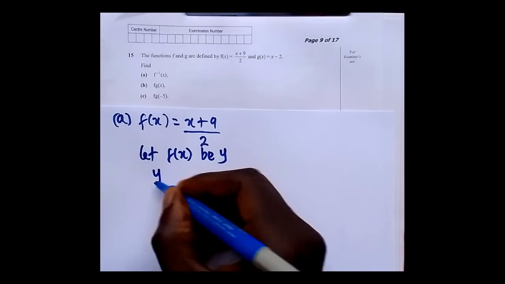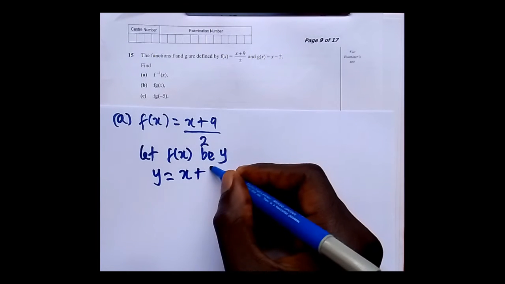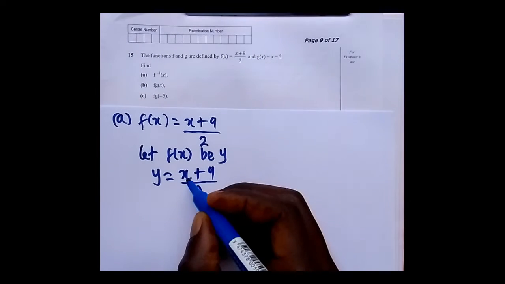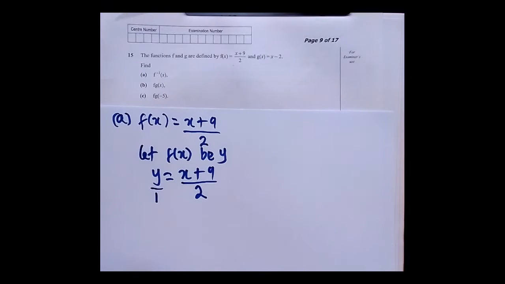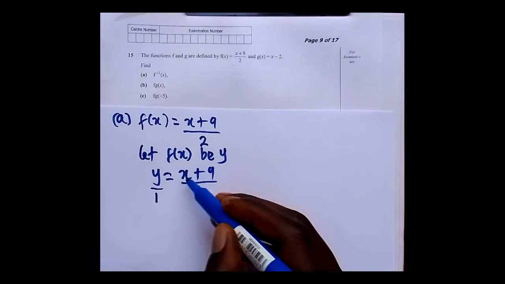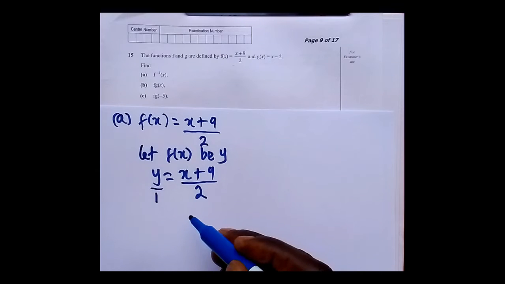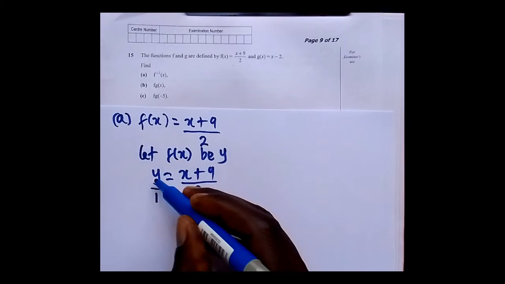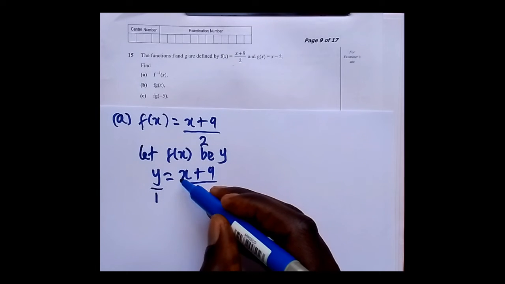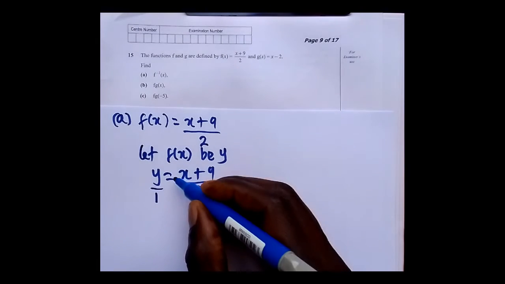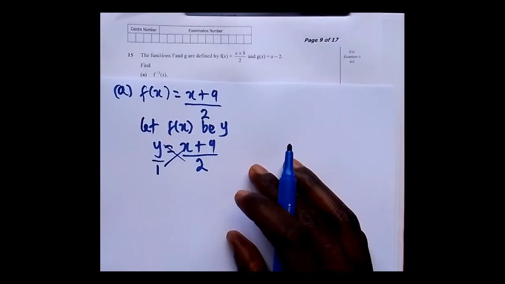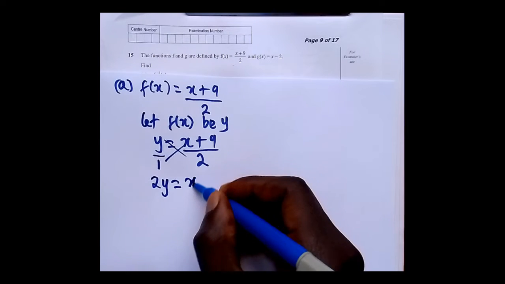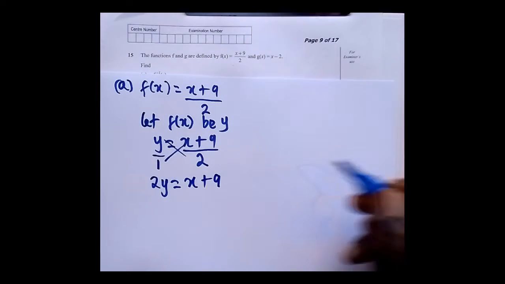So this gives y equal to (x plus 9) over 2. And then make x the subject. Making x the subject will mean that we will have to cross multiply here. So 2 is going to multiply with y, and 1 is going to multiply with x plus 9. And what this gives is 2y on the left side. 1 times x gives x, 1 times 9 gives positive 9 there.